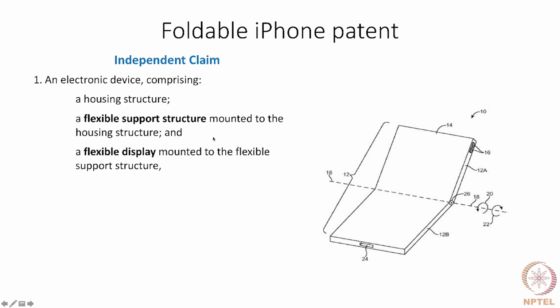Now notice how the punctuation operates. You have the semicolon followed by and. A flexible display mounted to the flexible support structure. So you have already introduced a flexible support structure in this clause. Here you can use the flexible support structure because it's already introduced. Because you are introducing a flexible display for the first time, you use a. Whereas this flexible support structure has already been introduced in the earlier clause, you can now call it the.